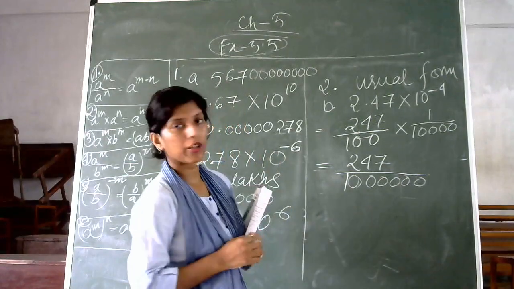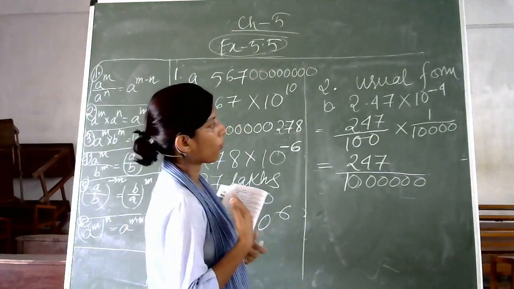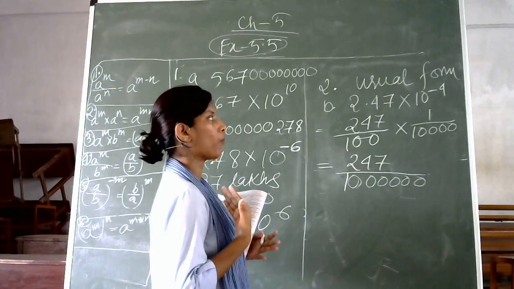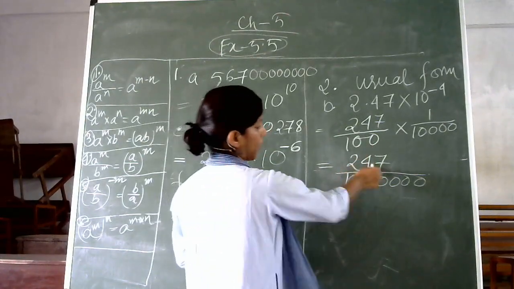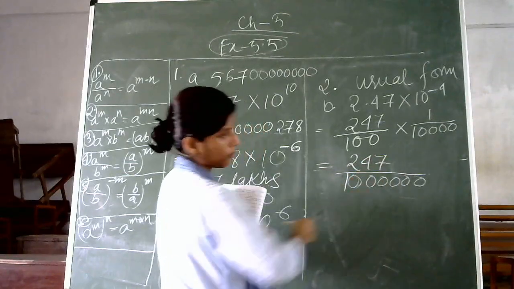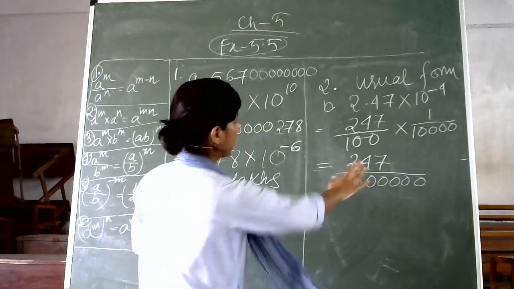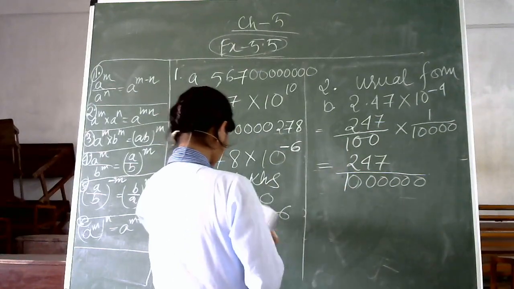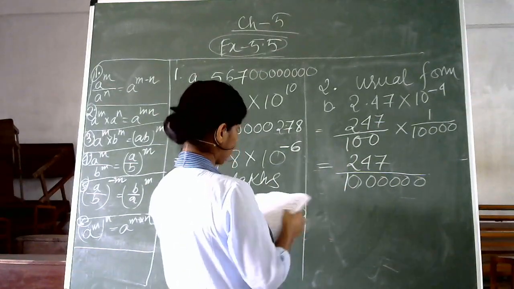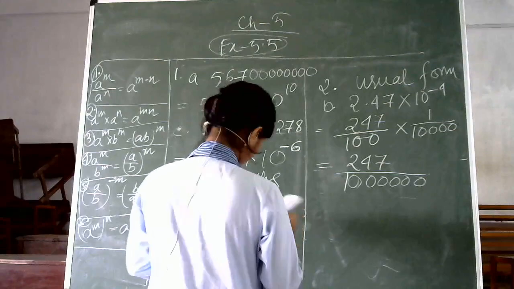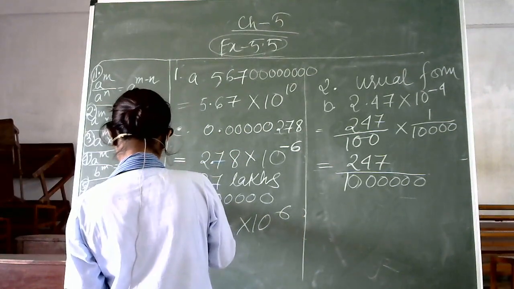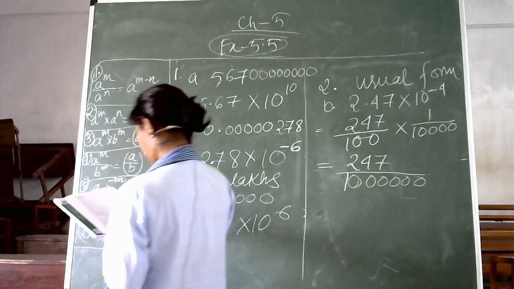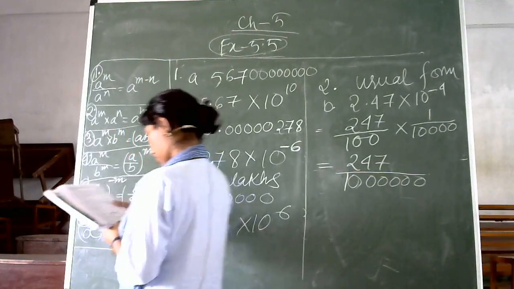In usual form, remember, we will not write in the form of power or in the form of point. We'll write it in fraction. The answer will be in fraction. Now you see 247 and this number is not divisible by any other number, right? So we'll be keeping it like this. If it could be reduced, then you can reduce it. Next, you can try it yourself.